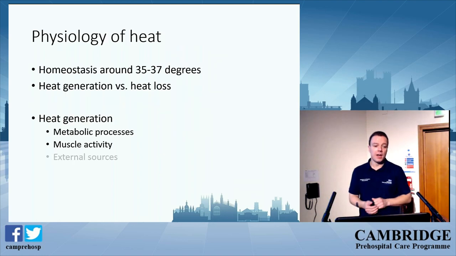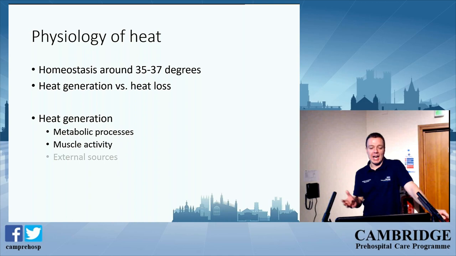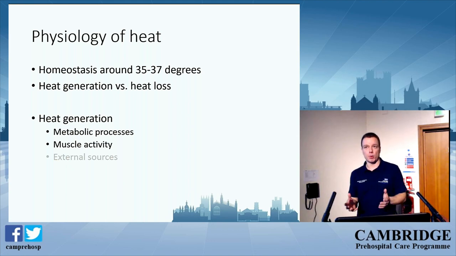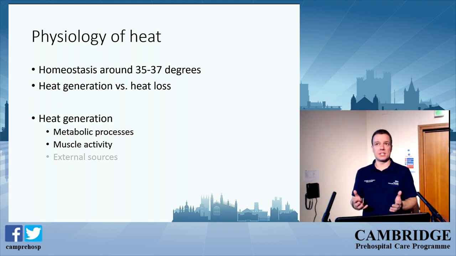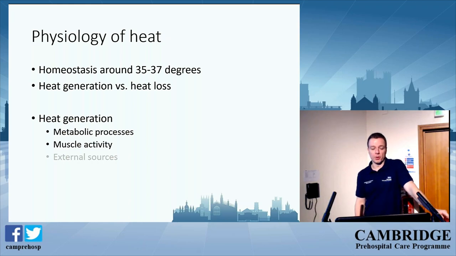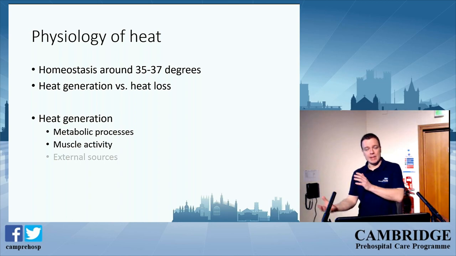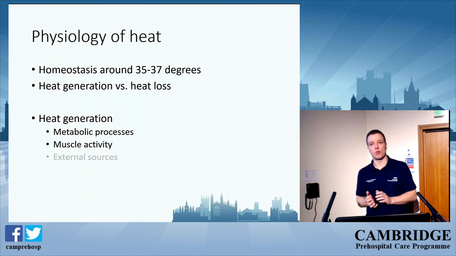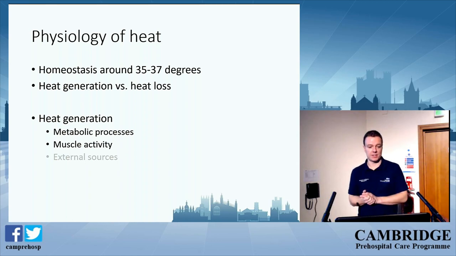So we'll just start off very briefly recapping some of the important physiology around how humans deal with heat. We're homeostatic creatures, which means that we maintain our body temperature within a range, and that range happens to be between 35 and 37 degrees. That's situation normal, ops normal: a balance of heat production and heat loss maintains a temperature of around 35 to 37 degrees.